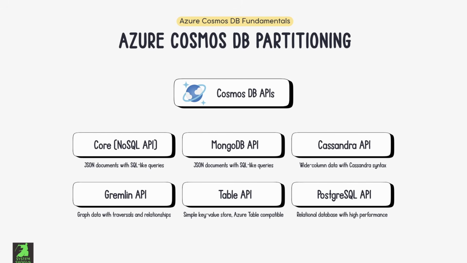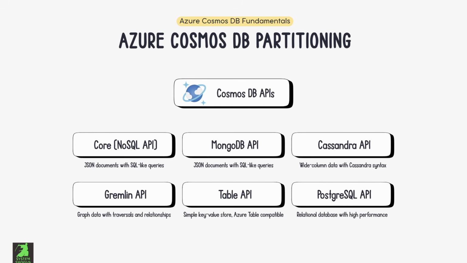Today we're diving into Azure Cosmos DB partitioning, one of the most important concepts if you want your app to scale globally and stay cost efficient. Before we get to partitioning, let's quickly talk about Cosmos DB APIs, because Cosmos DB isn't just one database engine. It supports multiple APIs for different workloads.